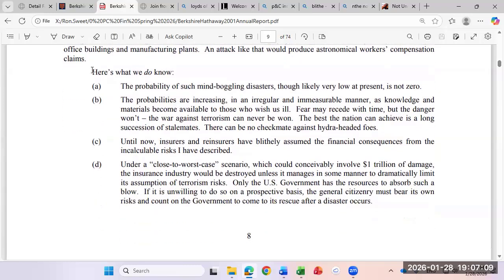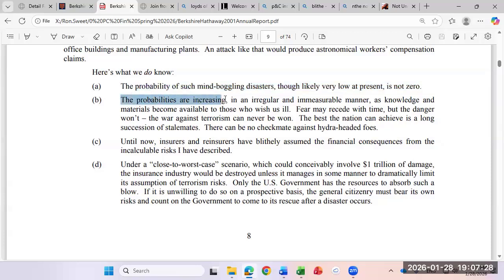So here's things he says he learned. I don't necessarily agree with all of these, so see if you agree with them. He's talking about terrorism risk. The probability of another 9/11 is not zero. That's probably true, right? You kind of guess.